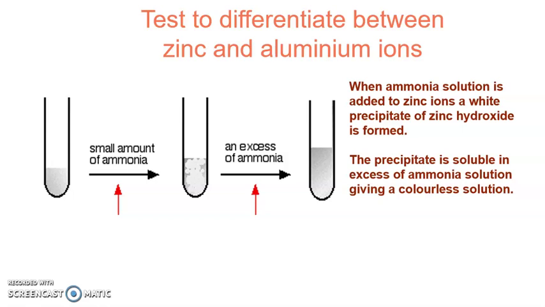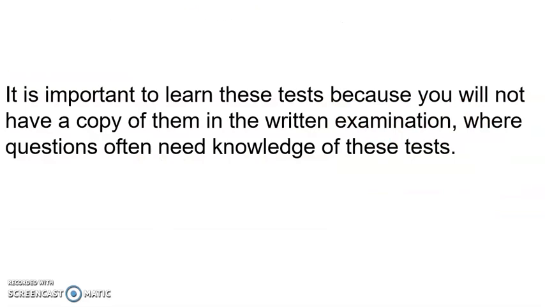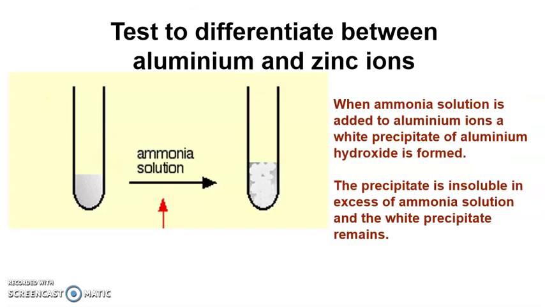When ammonia solution is added to zinc ions, a white precipitate of zinc hydroxide is formed. When excess ammonia is added, the precipitate dissolves to give a colorless solution. In the case of aluminium, when excess ammonia is added, the white precipitate does not dissolve. And this is how we differentiate between zinc and aluminium ions.